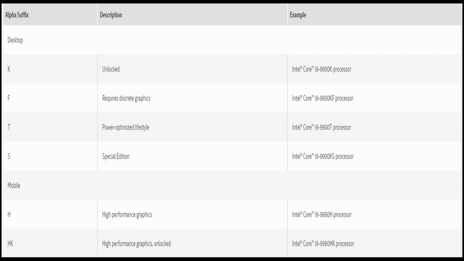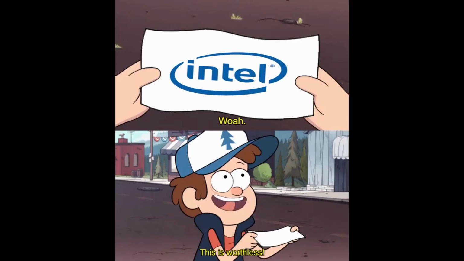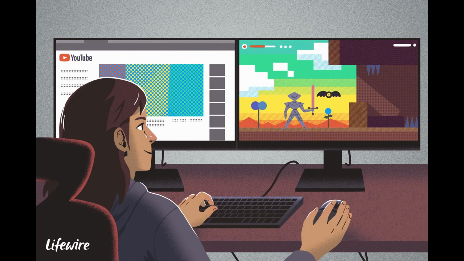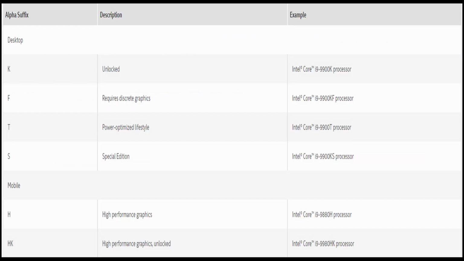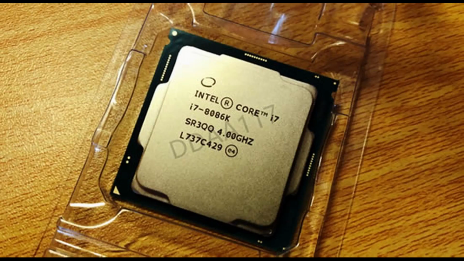There are some other letters that are not very important, but guys, Intel on the whole is not important, but we are making a video on it, so let's cover those too. The next letter is T, which means that the processor is power optimized. And the final letter is S, which means that the processor is a special edition.